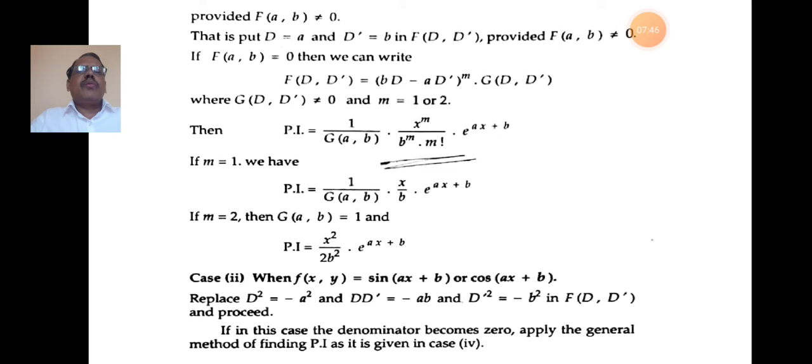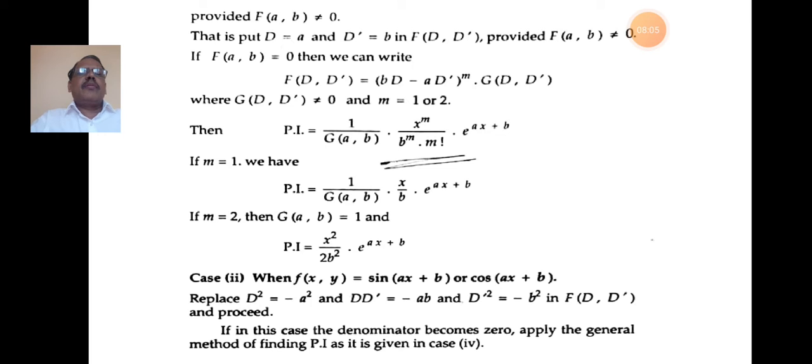If m is equal to 2 and g of (a, b) is equal to 1, then PI is equal to x squared by 2b squared into e to the power of (ax + by). In this way, we can find the particular integral and complementary function.